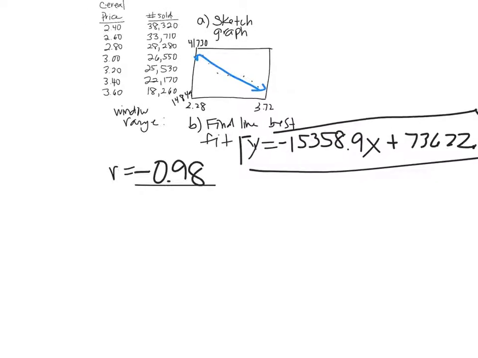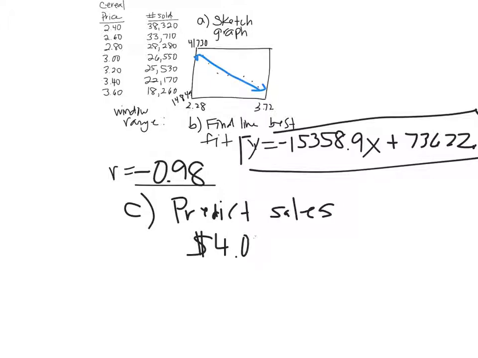Okay, and then part C. Now you get options here, too. We are now going to predict the sales. Predict the sales if they raise it all the way to $4 a box. People are not going to buy that cereal. Okay? Now there's two ways to do this. One is the good old-fashioned way, to just plug in f of 4 into your equation up here, okay?